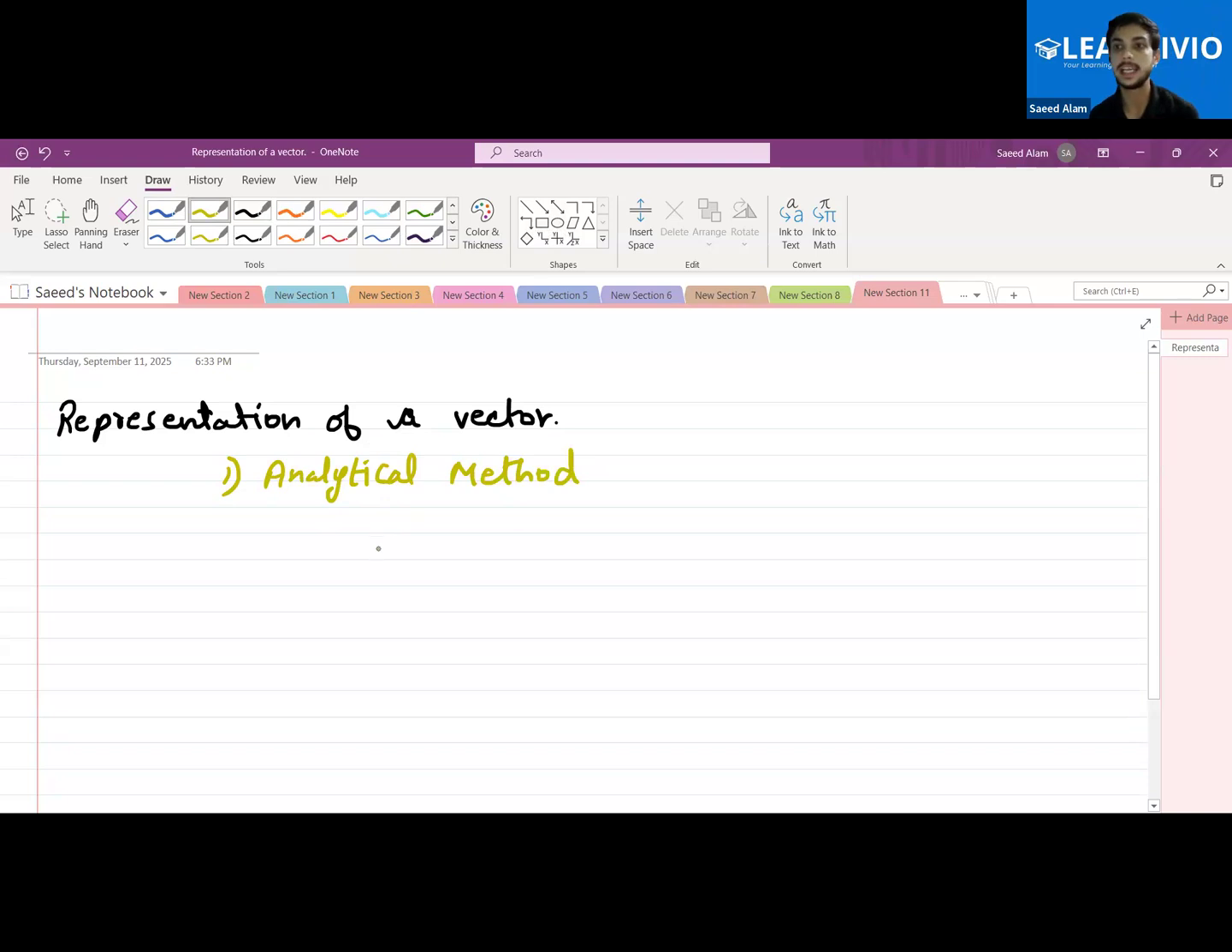Do you know what is the meaning of analytical? Analyzing the parts of, yes, exactly something like that. Analytical means that we'll see how we can represent a vector by writing it in words, like writing the complete word vector. But is there any other notation by which we can definitely say that this quantity is a vector? We'll see that notation too. The first one is the analytical method, and the second one is the graphical method.